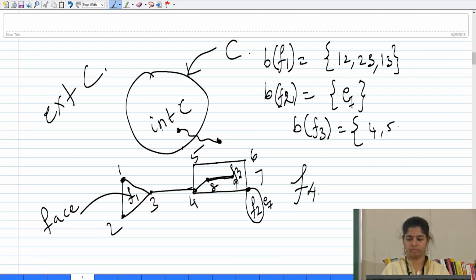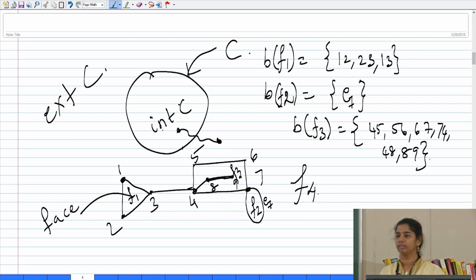4 5, sorry, 4 5, 5 6, 6 7, 7 4, 4 8, 8 9, right. So now I see the doubt about why 4 8 and 8 9 are coming into the picture, right. That is what I said: when we look into boundaries, every edge is accounted for, right.